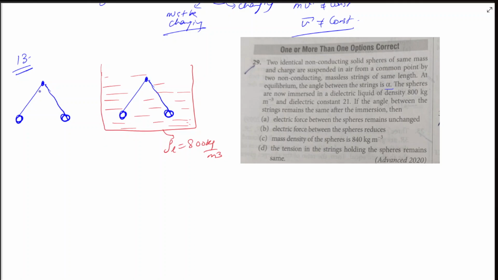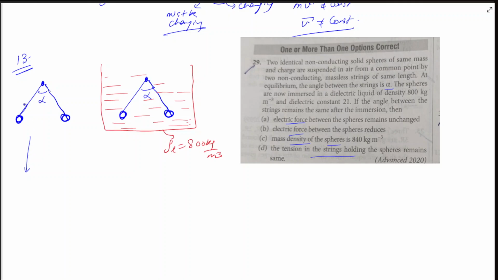Now it seems their angle is still alpha. You'll say, how is it possible? We will see that. Now we have to find the electric force, the density of this sphere, and the tension in the string. First let's solve for this situation.